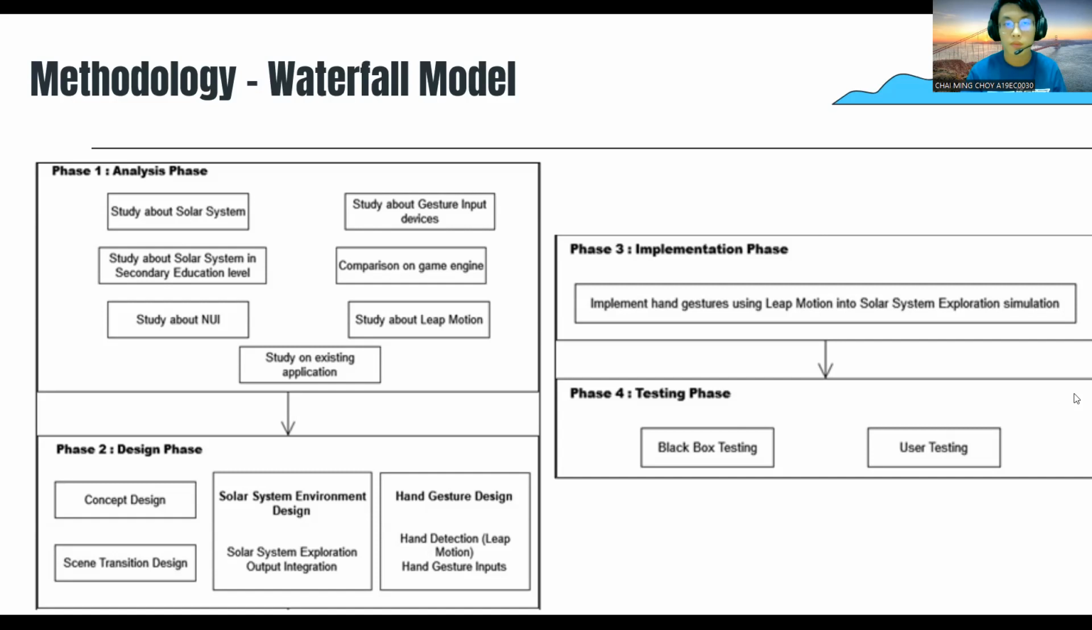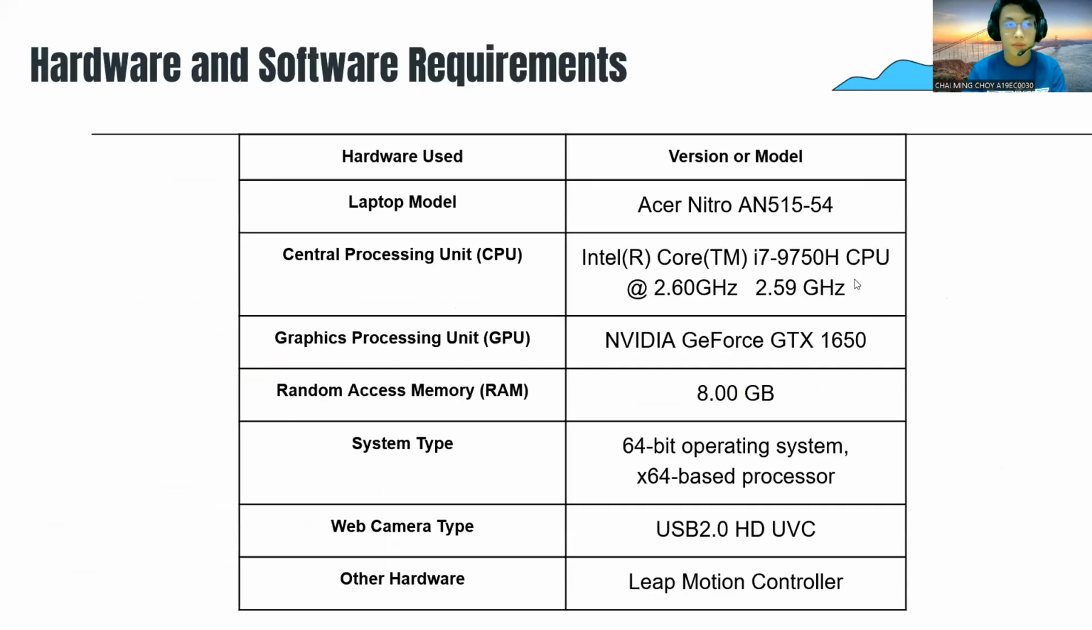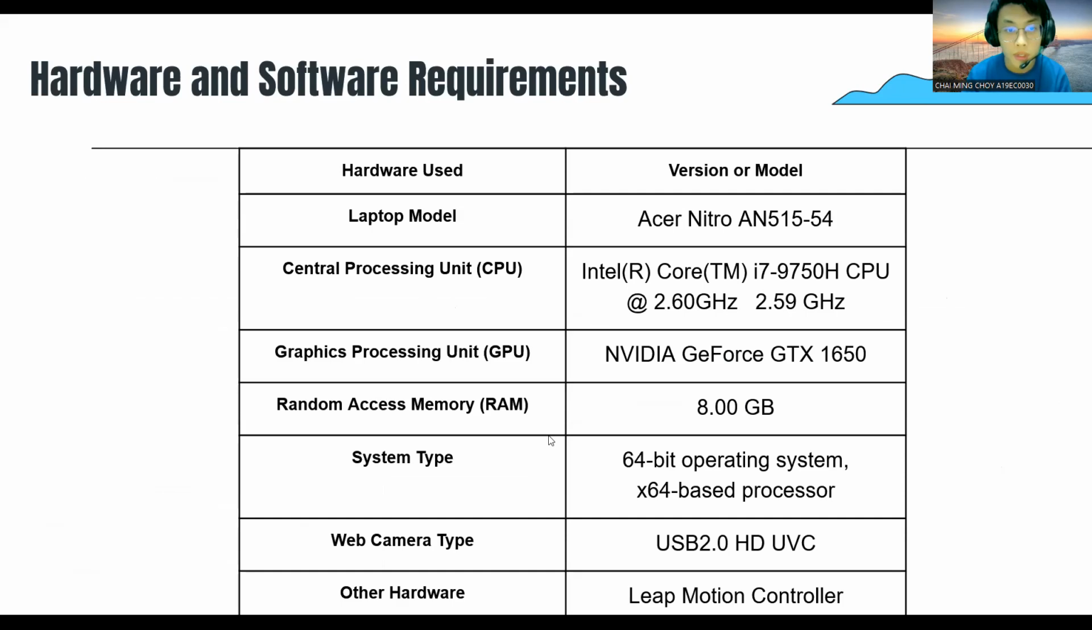Next. So the technology used will be, first, for the game engine, the Unity 3D game engine, and for the gesture input device, the Leap Motion hand tracking device. And next will be the hardware and software requirement. So first we'll talk about the hardware requirement.